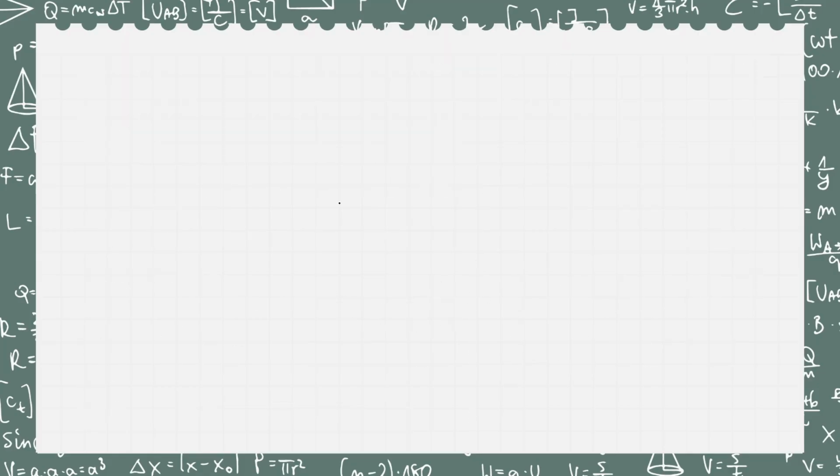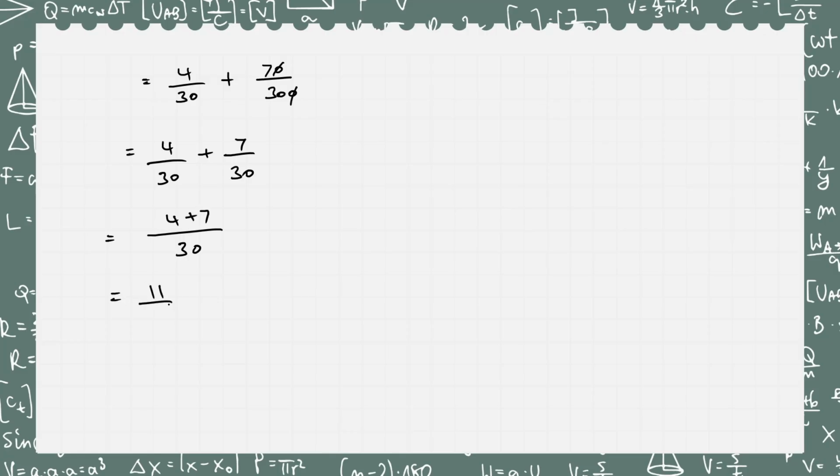Further, we have 1 by 3 into 4 by 10 will be 4 by 30. Then 2 by 3 into 35 by 100 will be 70 divided by 300. We can cut a 0 here. So this will be 4 by 30 plus 7 by 30. Take 30 as the LCM. So we get 4 plus 7 in the numerator, which is 11 by 30. So P of A's answer is equal to 11 by 30.